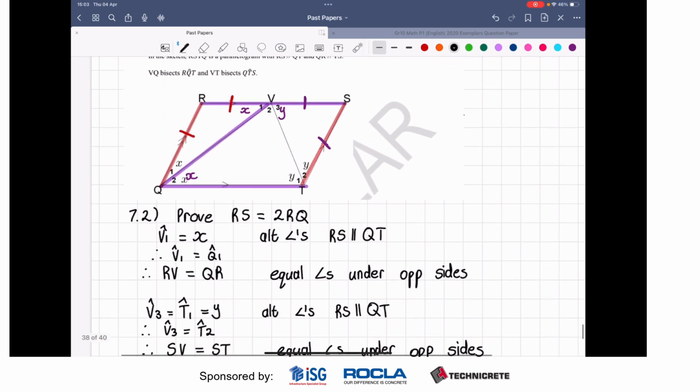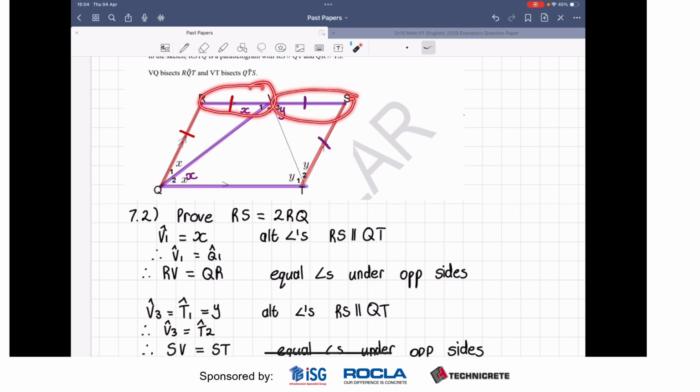And remember that the question was asking me to prove that RS is equal to 2RQ. So this is RS, and RS is made up of RV and of VS. So if RV and VS are the same length as QR, then this one and this one together make up RS, and that is equal to 2 times QR. So I've got one QR with VR, and then with VS I have another QR, they're the same length. So that means that 2 of this length is equal to 1 of this length.